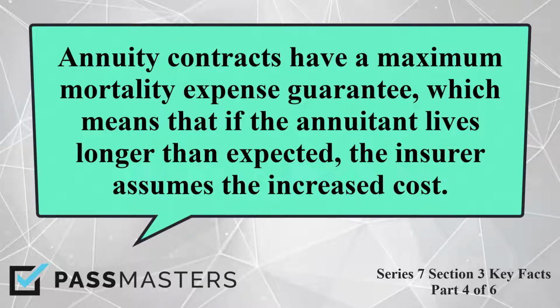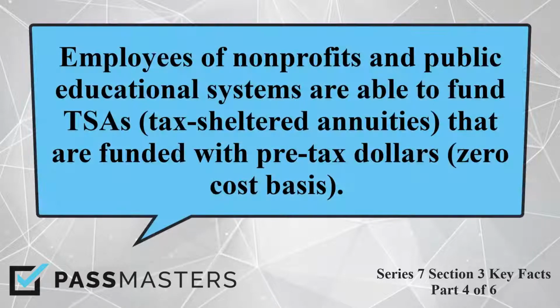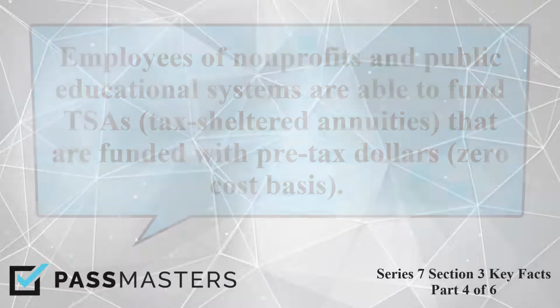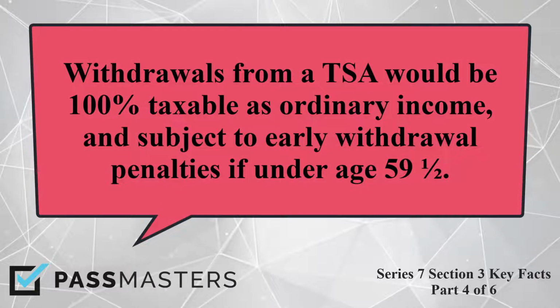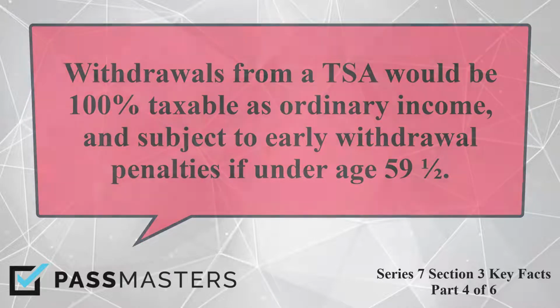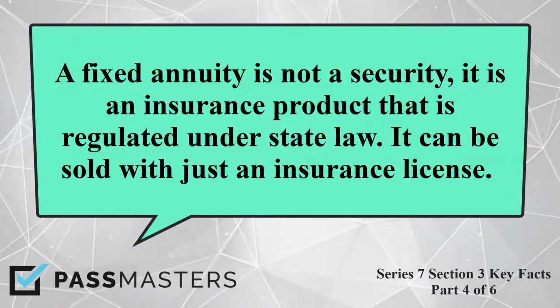Annuity contracts have a maximum mortality expense guarantee, which means that if the annuitant lives longer than expected, the insurer assumes the increased cost. Employees of nonprofits and public educational systems are able to fund TSAs, tax-sheltered annuities, that are funded with pre-tax dollars, zero-cost basis. Withdrawals from a TSA would be 100% taxable as ordinary income and subject to early withdrawal penalties if under age 59 and a half. A fixed annuity is not a security.